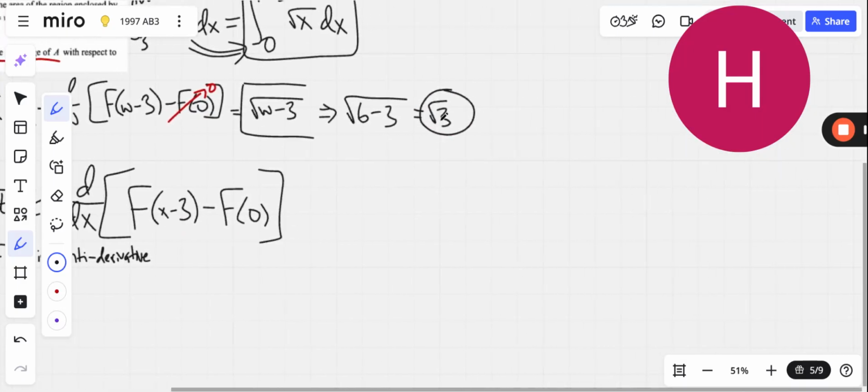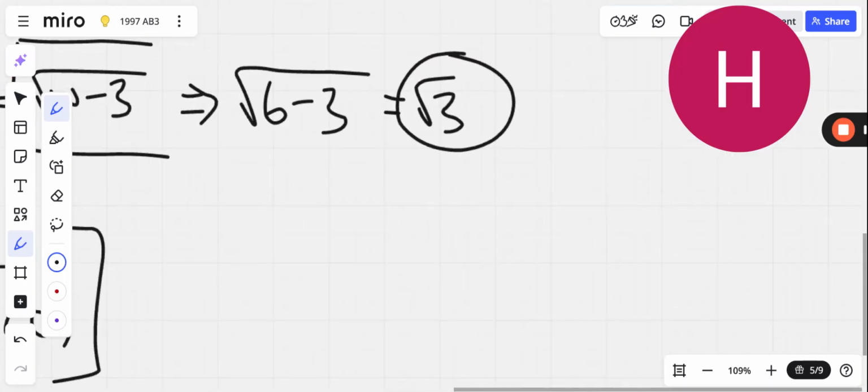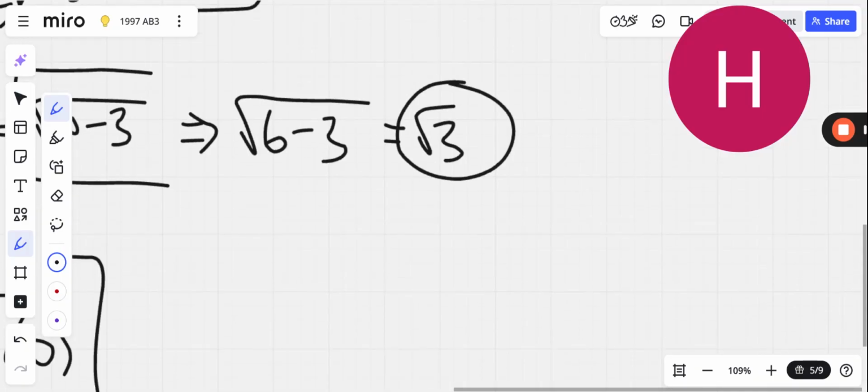Okay, so root 3 would be the derivative of the area. In other words, how fast is the area changing? Well, that depends on the value of the actual function. So this is equivalent to just f of 6.